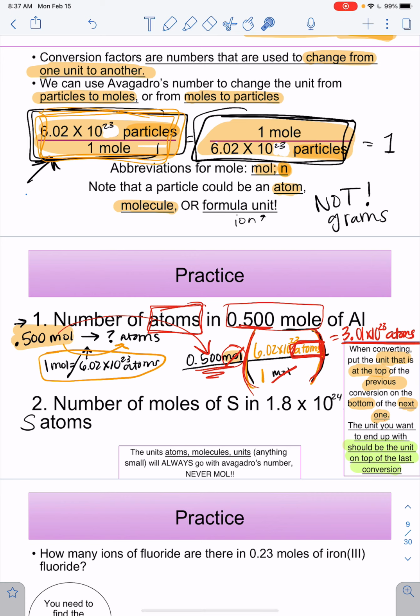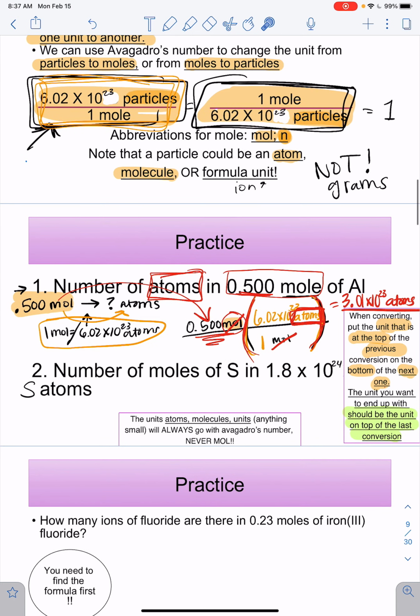So that's what you get. And then you just worry about the math. 0.5 times 6.02 times 10 to the 23rd divided by 1. And that is 3.01 times 10 to the 23rd atoms. So I gave you how many atoms are in half a mole of aluminum. Let's do the next one.